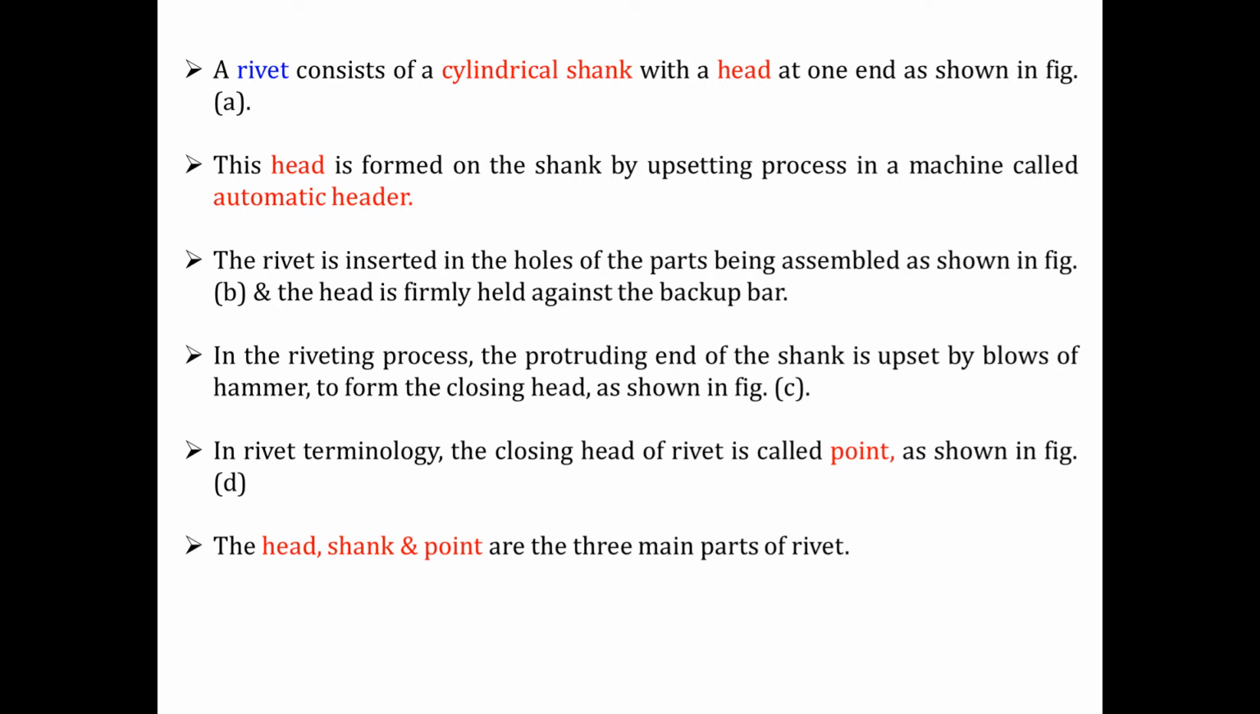In the riveting process, the protruding end of the shank, that is, that portion of the shank which is left, in which the head has not been formed, is upset by the blows of a hammer. We apply some blows of the hammer to form the closing head, and that closing head is nothing but the point of the rivet, which is shown in figure C. There are three terminologies in a rivet: the head portion, the shank portion, and the point portion. Any doubt in this slide?